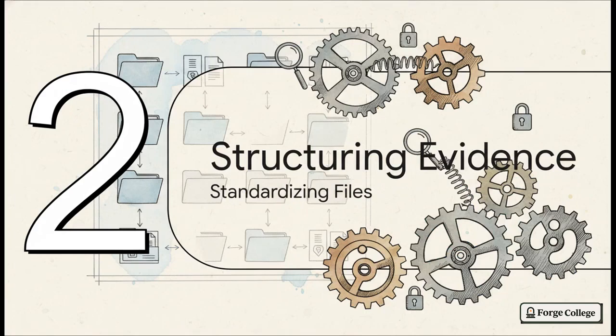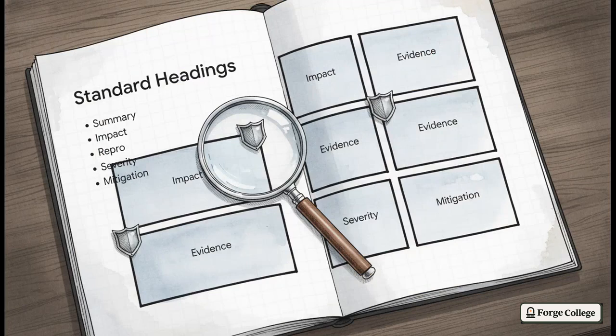Moving right along to section 2, structuring your evidence. Inside each of your markdown files, every single finding must strictly adhere to these standard headings: summary, impact, reproduction steps, evidence, severity and confidence, and mitigation recommendations. Seriously, you really do not want to improvise here. Using these standard headings maintains a highly defendable, professional structure that developers can parse instantly.